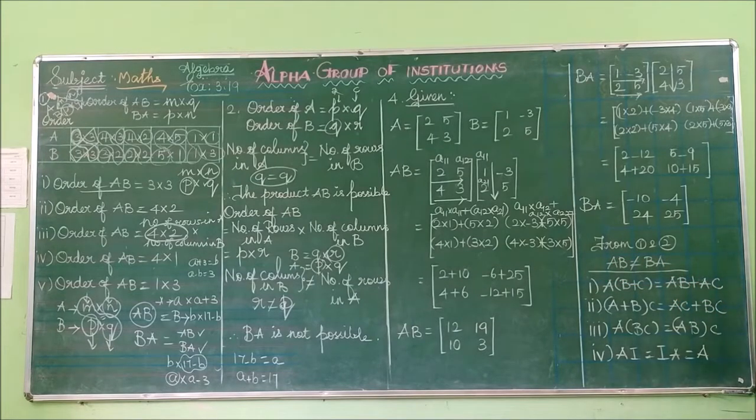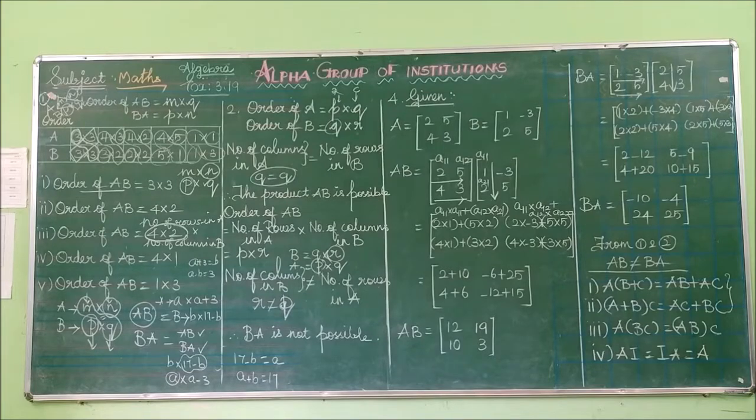Okay. Next, listen to page number 150 in your textbook. Matrix multiplication is distributive over addition. If A, B, C are m cross n, n cross p and n cross p matrices respectively, then A of B plus C is equal to AB plus AC. This is the right distributive property.